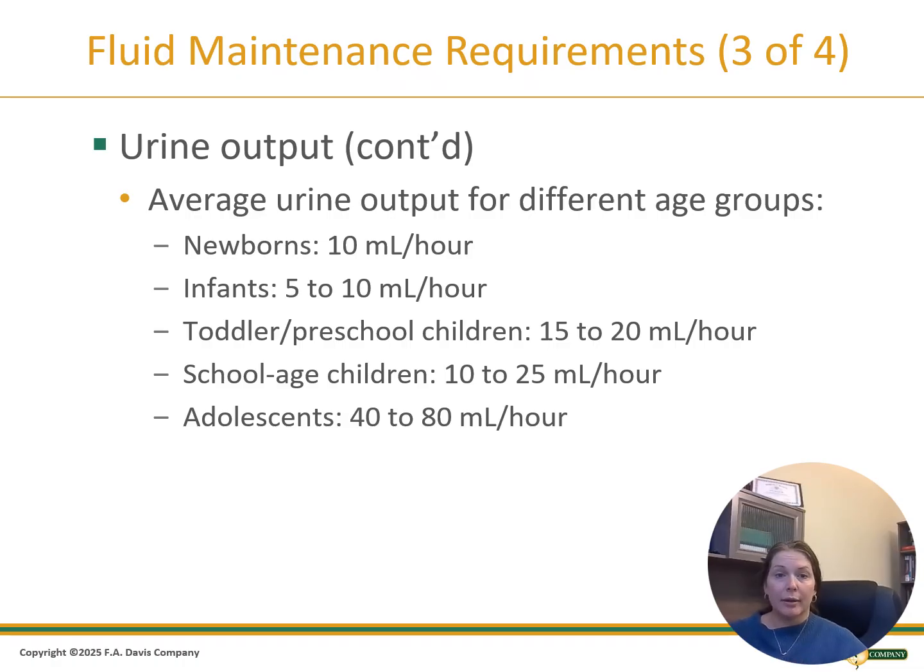Alrighty, so these are showing our average urine outputs for different age groups. I'll let you look over those. I would have a roundabout idea of what to know. So just knowing that your adolescents, they're going to put out higher volumes, more of your adult size volume.